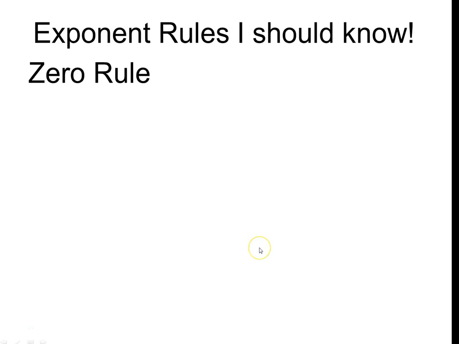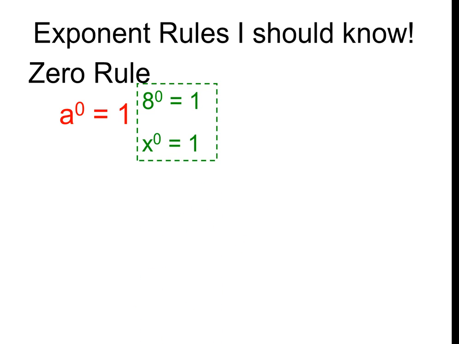All right, so let's start talking rules, and you might want to get out your little note page and make sure you follow along and write some examples as you go. A to the 0 equals 1. What that means is anything to the power of 0 still equals 1. 8 to the 0 equals 1. X to the 0 equals 1. 4,922 to the power of 0 equals 1. Anything to the power of 0 equals 1. And this is very important as we go forward.